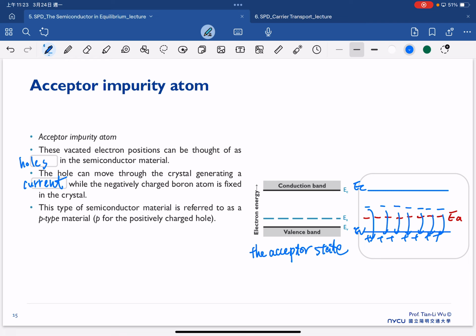So then we will still have the negative charge left behind and fixed in the crystal. So therefore we can refer to this as a p-type material. And the difference between the EA and the valence band is what we call the ionization energy.